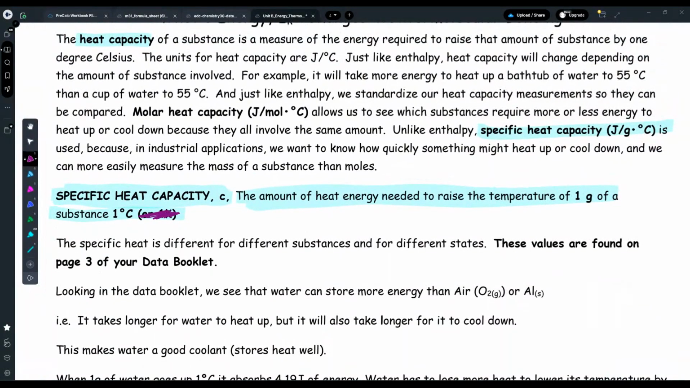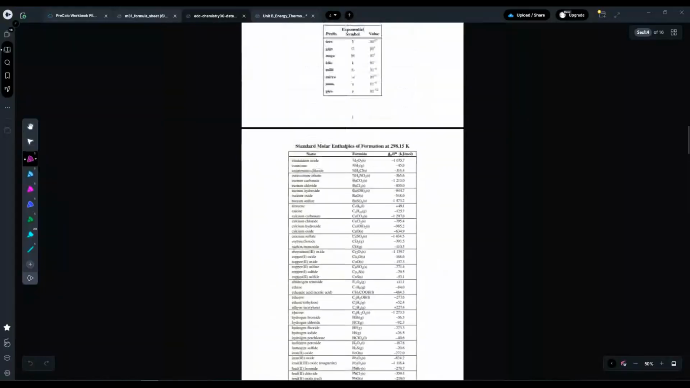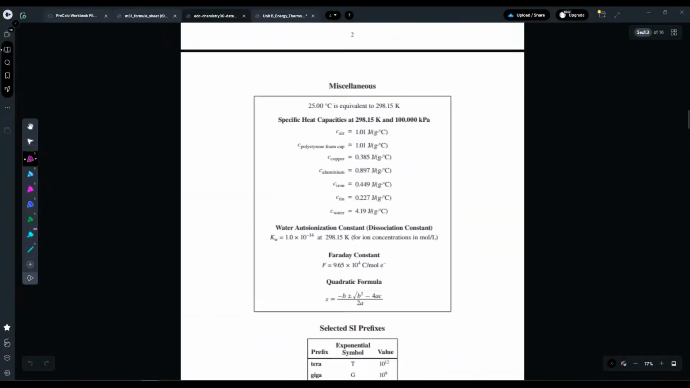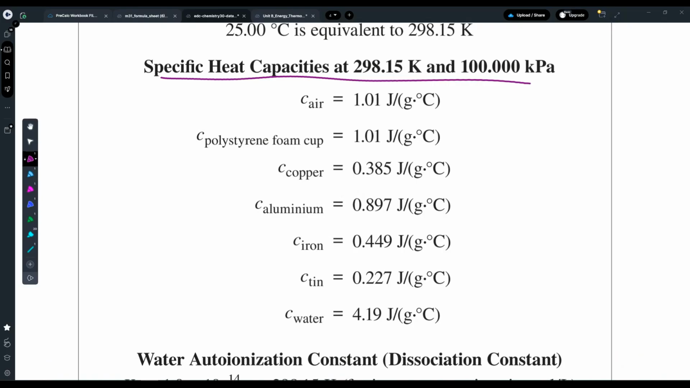Now, the specific heat capacity is different for different substances as well as different states. And we're going to find a few of these specific heat capacities in your data booklet. So if we take a look here, it's going to be on page 3. So page 3, right near the top, we're given specific heat capacities at 298.15 Kelvin and 100 kilopascals. 298.15 Kelvin, that's just 25 degrees Celsius.